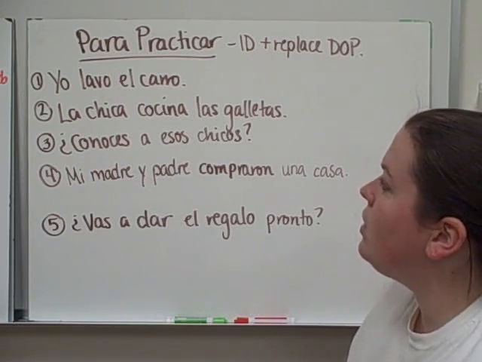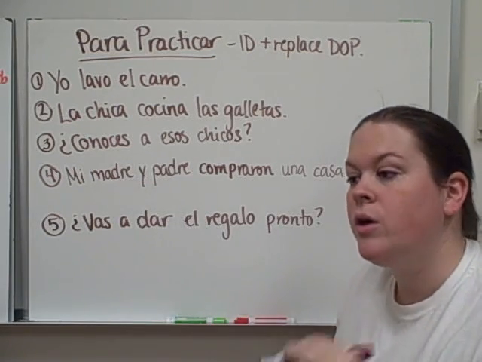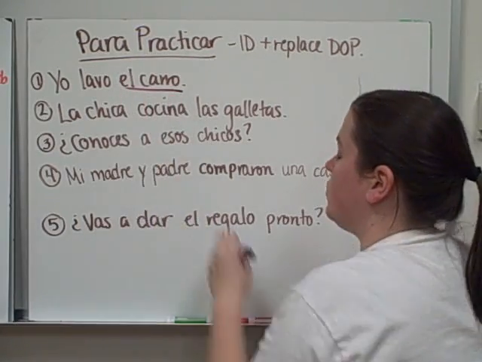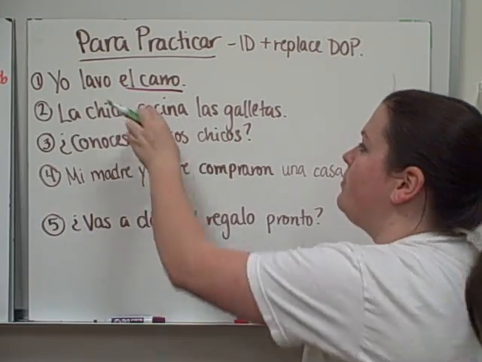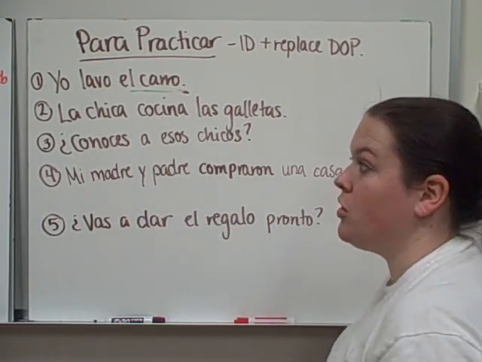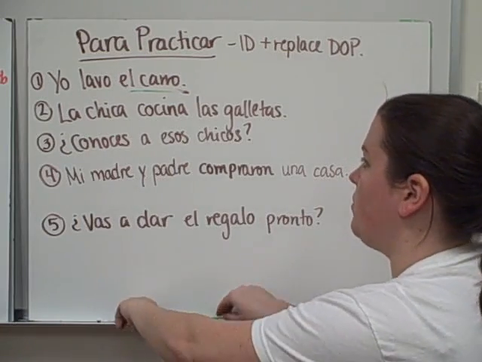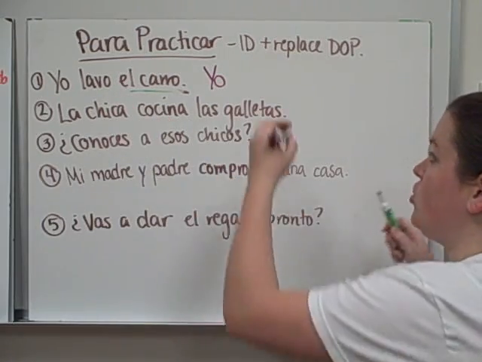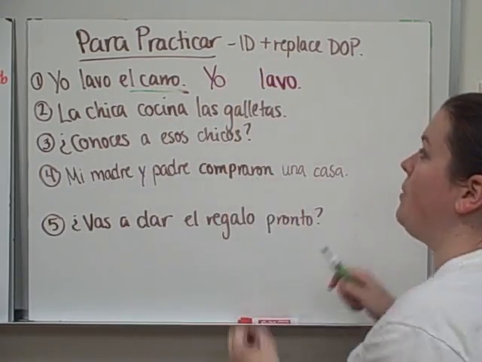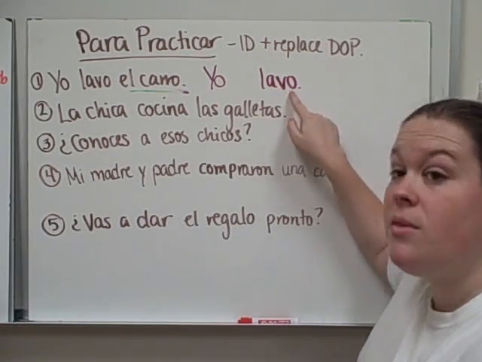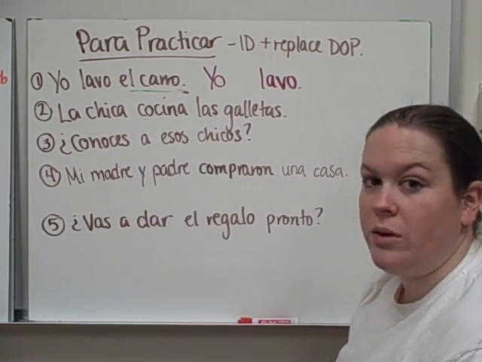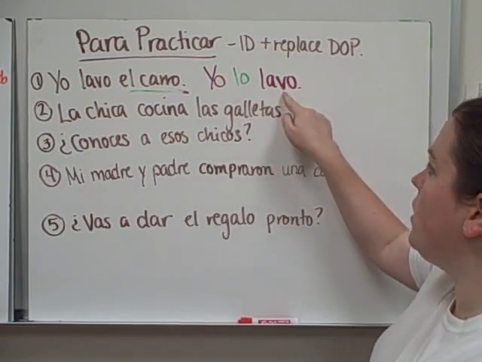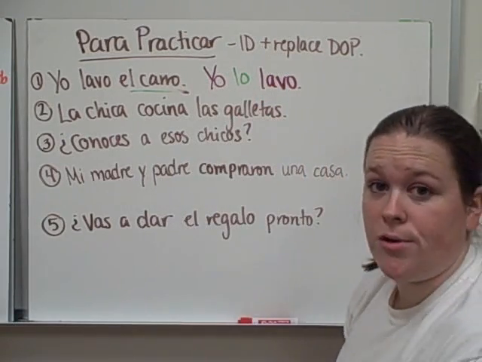All right, yo lavo el carro. I wash the car. What is receiving the action? I'm washing what? The car. So the car, or rather in green, the car is going to become our direct object pronoun. So I'm going to write yo, and then I wash, lavo, but remember the object pronoun goes before the main verb. Let's see, el carro is going to be lo. So I wash it, or the car, lo, el carro.